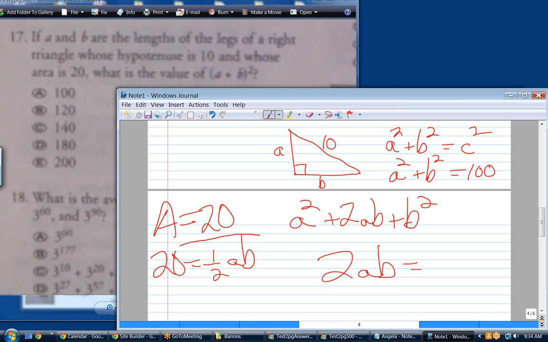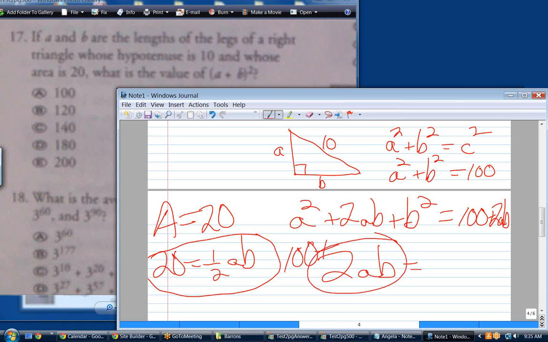Okay, if 20 equals 1/2 AB, if we can figure out what 2AB is, we'll know the area, we'll know what (a + b) squared is. In other words, this is equal to 100 plus 2AB, because a squared plus b squared equals 100. So what they're seeking is 100 plus 2AB. So we need to solve for 2AB.